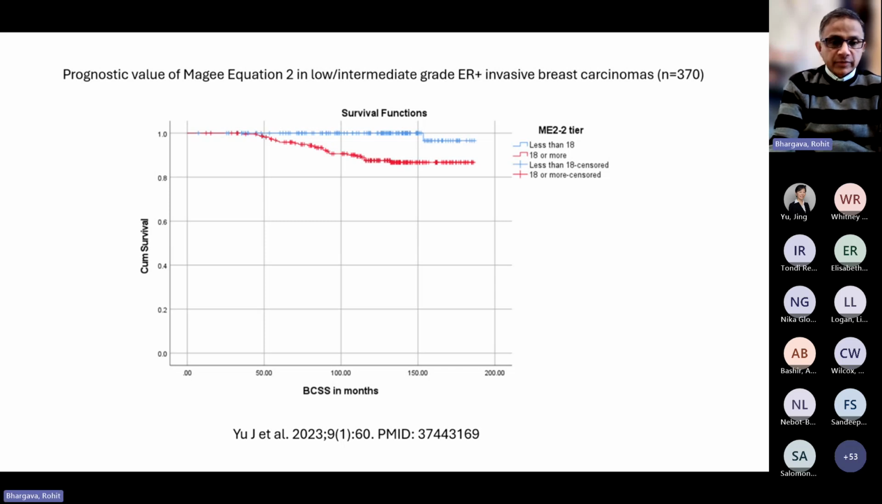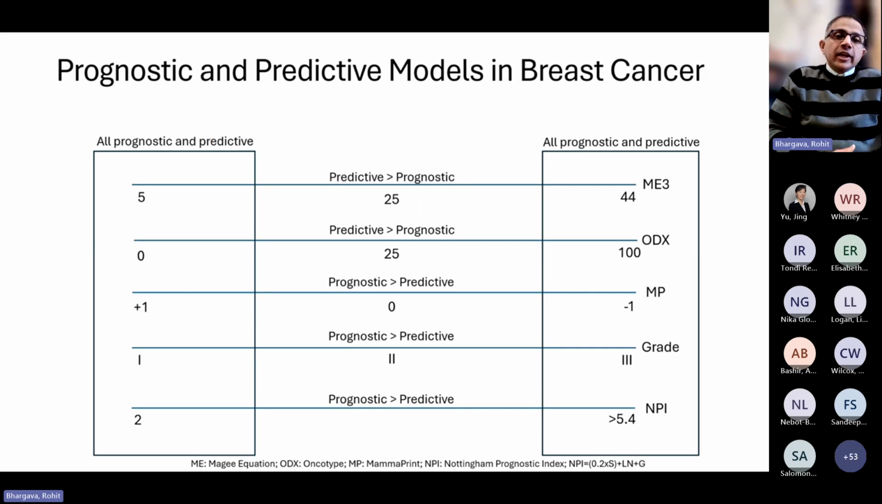And most of the tests have both prognostic and predictive value. Depending on where you draw the cutoff point of low risk and high risk, it can be slightly more prognostic or slightly more predictive. The way I look at it is that with Magee equation, if you draw the cutoff at 25, it becomes slightly more predictive, just like the Oncotype DX score. And with MammaPrint, if the cutoff is created at 0, then it's more prognostic than predictive. If you make the cutoff at high risk or ultra high risk, then MammaPrint will become more predictive.